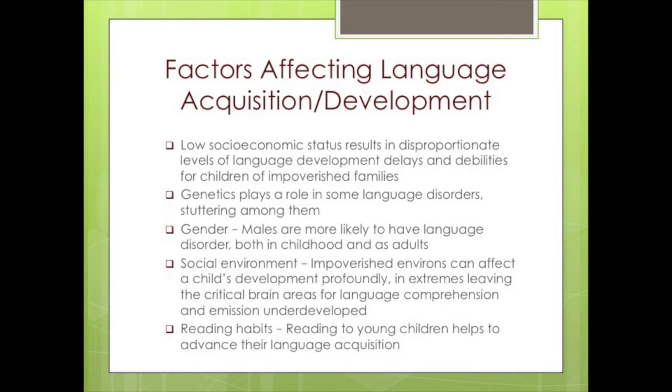Social environment. Impoverished environs can affect a child's development profoundly, in extreme examples leaving the critical brain areas for language comprehension and emission underdeveloped. And finally, family reading habits. Reading to young children helps to advance their language acquisition.